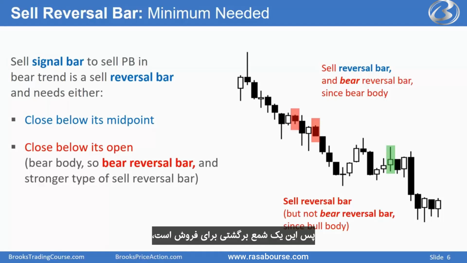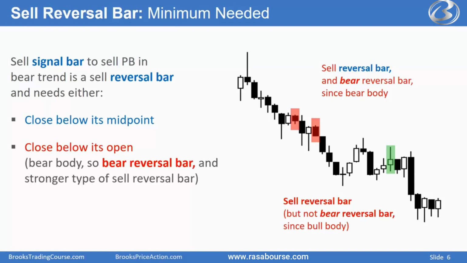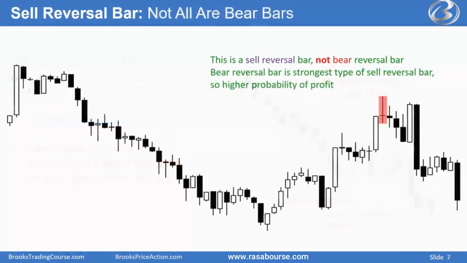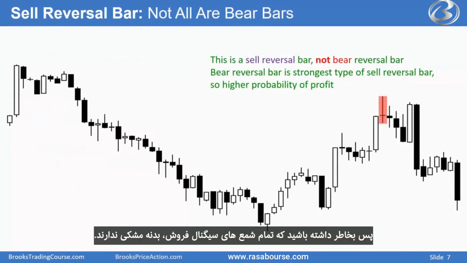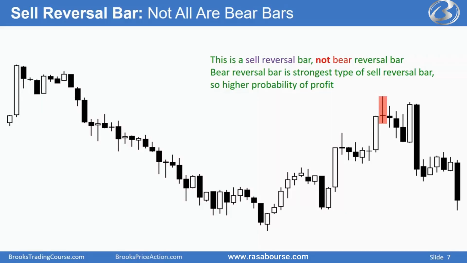Here, it's a sell reversal bar, but it's not a bear reversal bar. Here, bear bodies, they're sell signals, so they're sell reversal bars and they're bear reversal bars as well. Remember, not all sell reversal bars, not all sell signal bars have bear bodies.